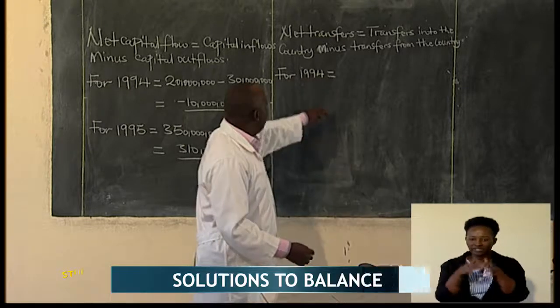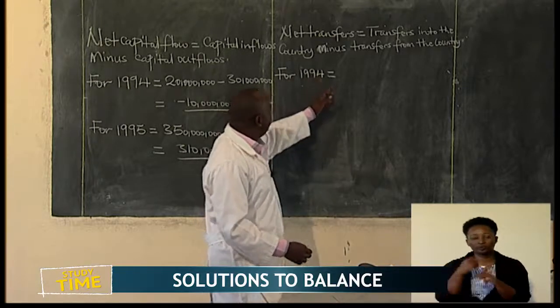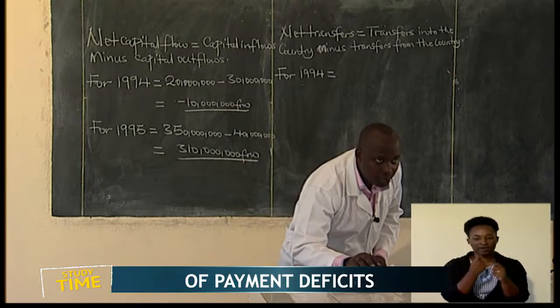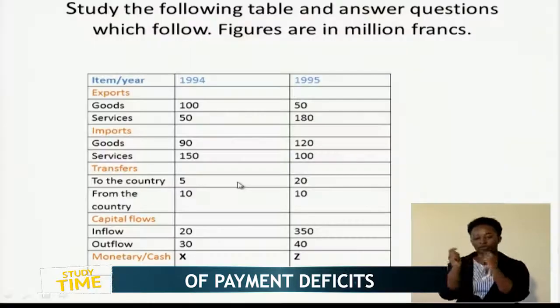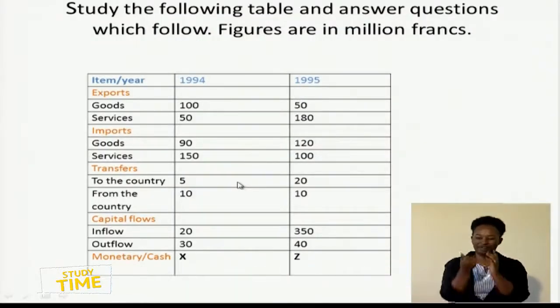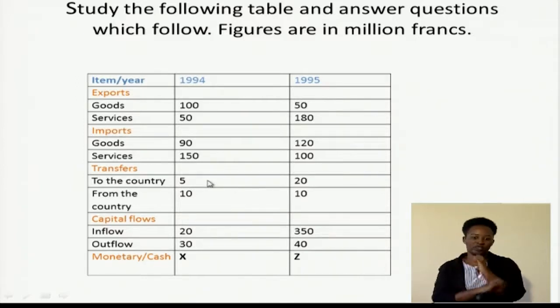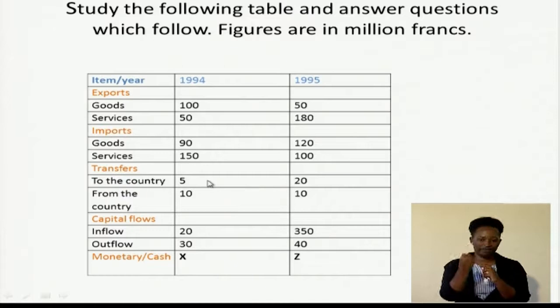Now, in 1994, a country received a transfer. We check on transfers. If you look at the table, transfers to the country, that is what the country received. Transfers to the country, receivables. Now, in 1994, the country received a transfer of 5 million.